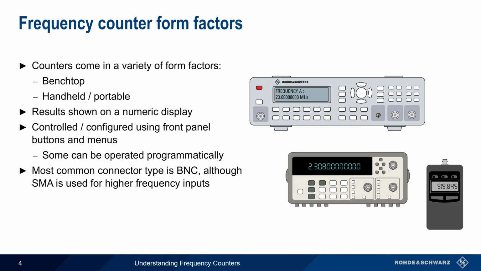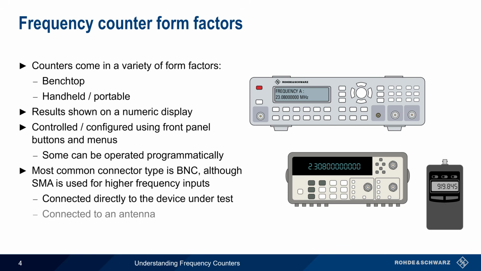Most frequency counters have a standard BNC connector, although SMA connectors are often used for higher frequency inputs. These ports are usually connected directly to the device under test via a cable, but in some cases it's also possible to use an antenna to make over-the-air frequency measurements.